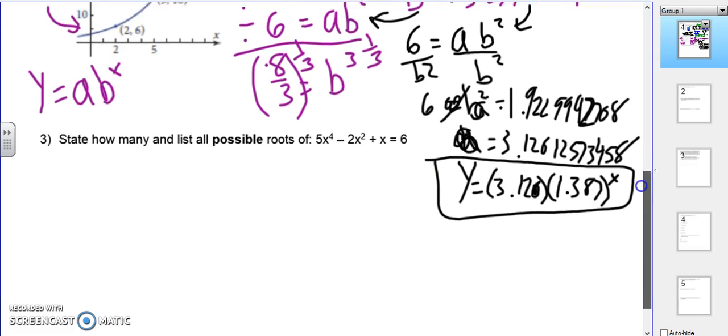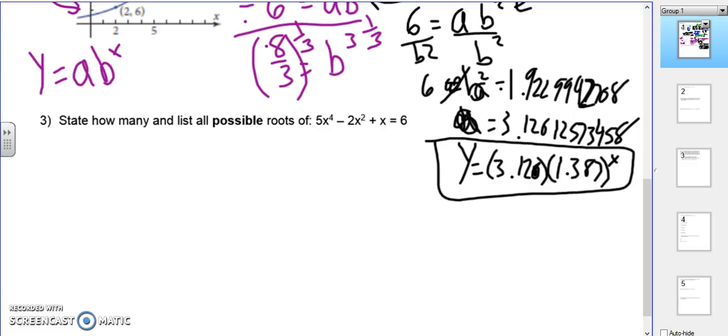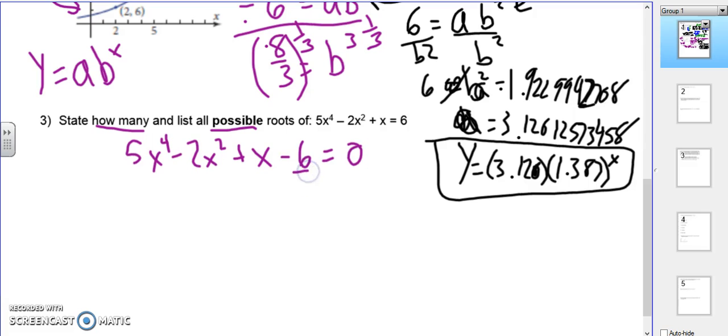Okay, number 3. Read the question carefully. It says state how many and list the possible roots. So the first thing is we want to get it equal to 0. Okay, and then remember it's the factors of the constant divided by the factors of the highest power. So I'm going to have 6 and then 5. So all the factors of 6: 1, 2, 3, and 6. Factors of 5 is 1 and 5.